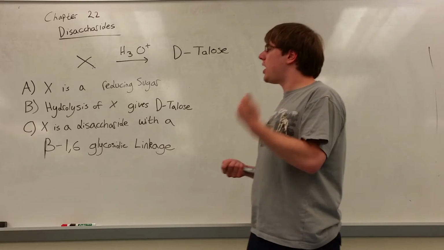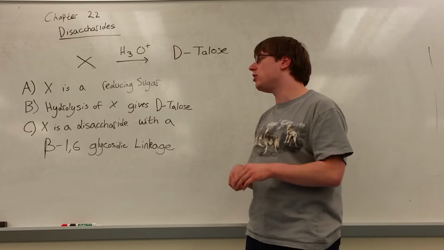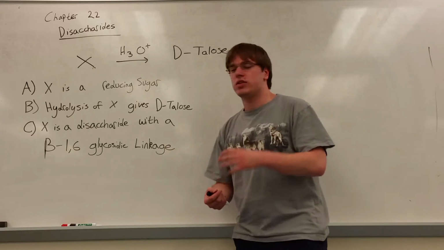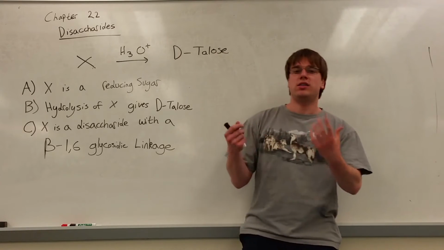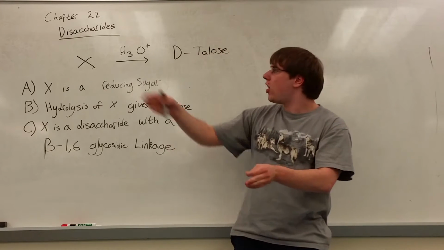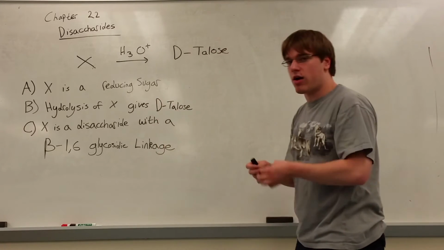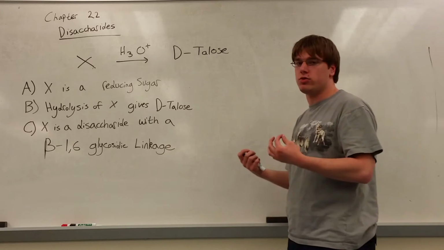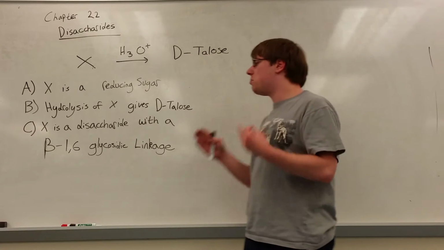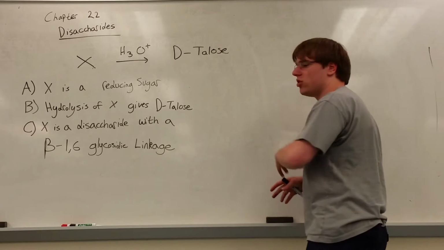You are told 1, X is a reducing sugar, and remember that means that you have at least one anomeric OH available on one of those 2 rings of the disaccharide. You were told then that hydrolysis of X gives D-talose. Now remember, a disaccharide is 2 sugars, but when it's hydrolyzed, meaning the 2 sugars are split apart, all you get is D-talose. What that means is you have a disaccharide made of 2 separate D-taloses. And then C, X is a disaccharide with a beta-1,6 glycosidic linkage. Well, we'll get to that after we get a little closer to what we are supposed to look at.